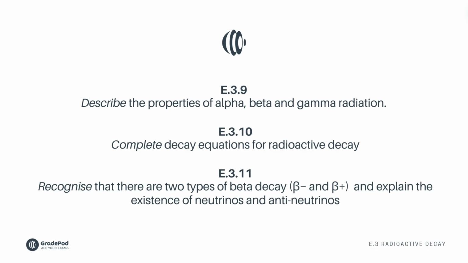Moving on to the different types of radiation, we'll be looking at alpha, beta and gamma radiation. I'll show you how to complete decay equations for each type of decay, and we'll look at 2 types of beta decay, beta minus and beta plus, which then explains the existence of neutrinos and antineutrinos.